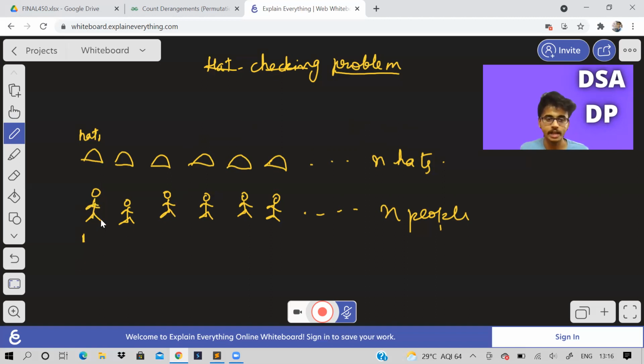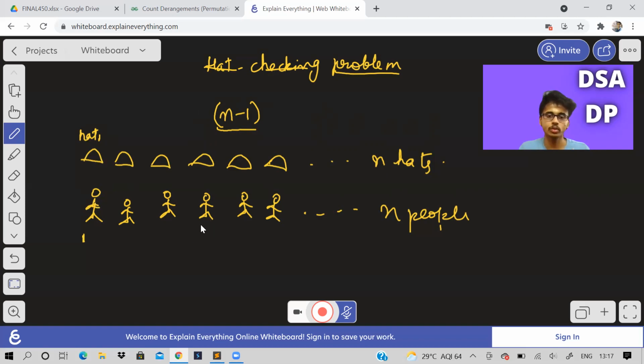Now, how many ways are there to give person number 1 a hat? If there are n hats, you can give n minus 1 hats, because you can't give hat number 1 to person number 1, correct? So person number 1 will have n minus 1 ways to get the hat. Fine. Now there will be two possibilities.